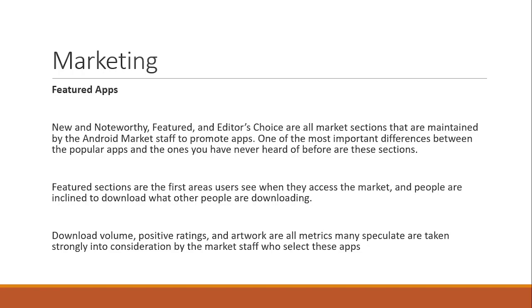One of the most important differences between the popular apps and the ones you have never heard of before is these sections. Popular is based on the number of downloads. So if your application has 3 million users, most likely it will be in popular.